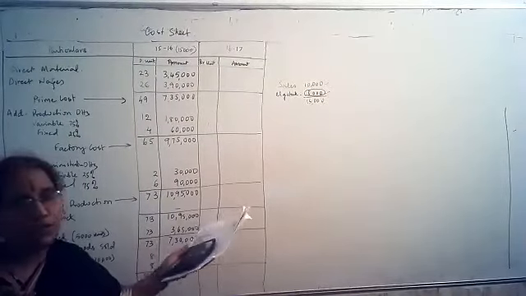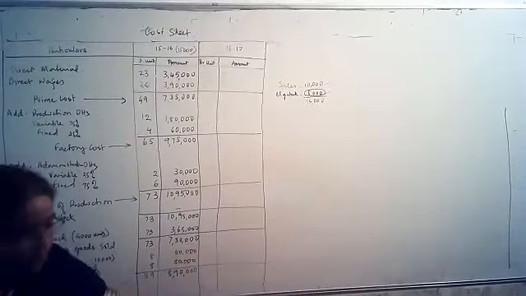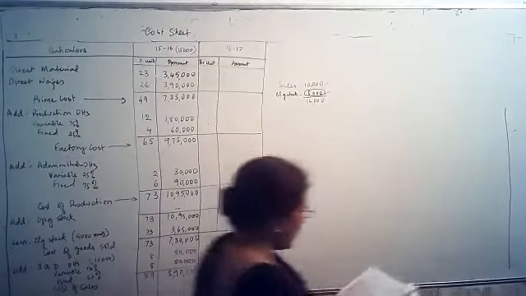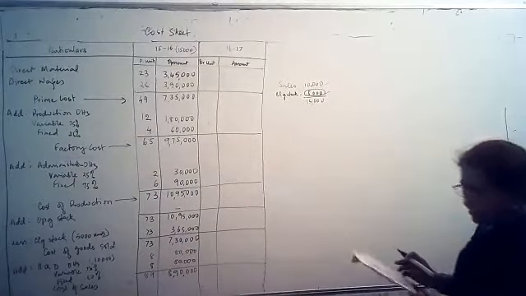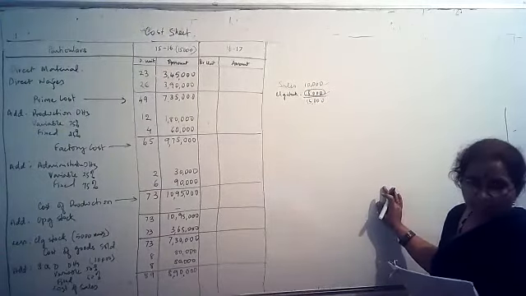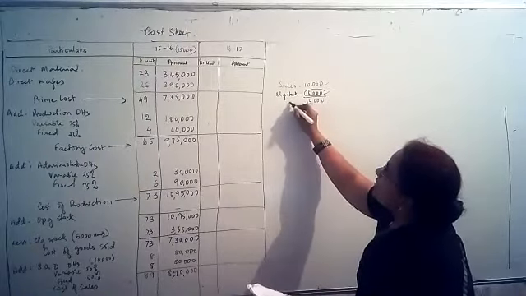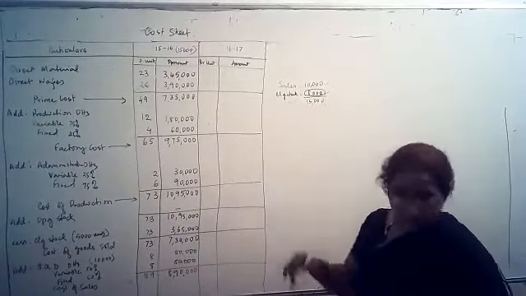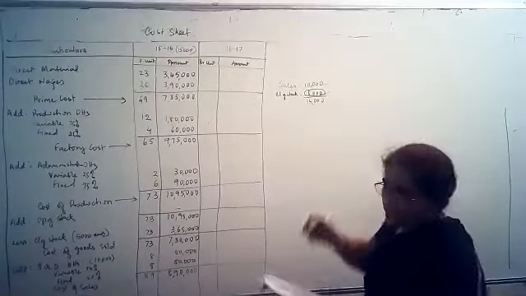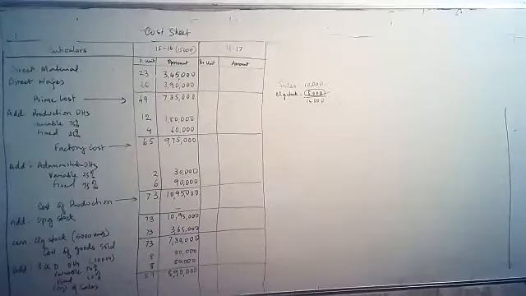Now I need to do the same calculation for 16-17 also. Now we have some new things which are added. Look at the information which is given. For the year 16-17, it is estimated that output will increase by 1/3. How much is the output? Output is 15,000. 1/3 of 15,000 is 5,000.